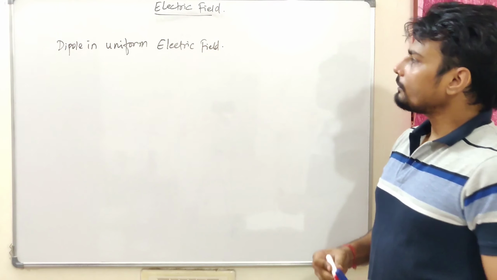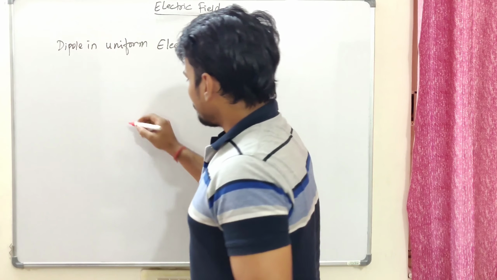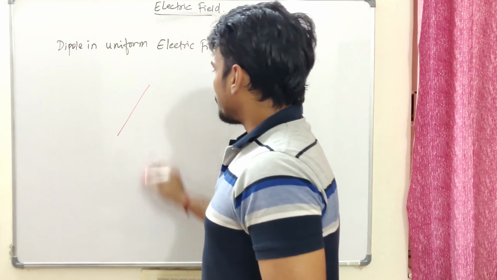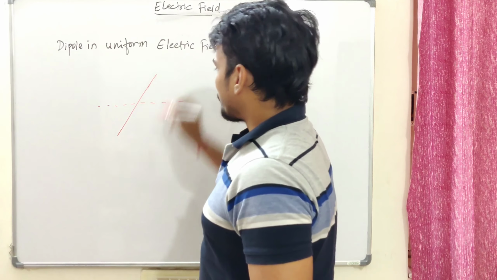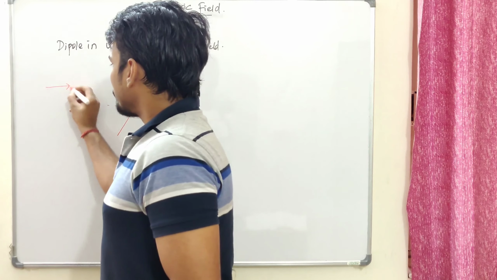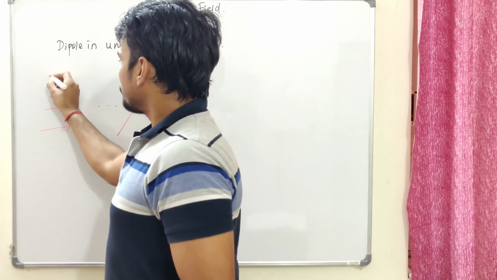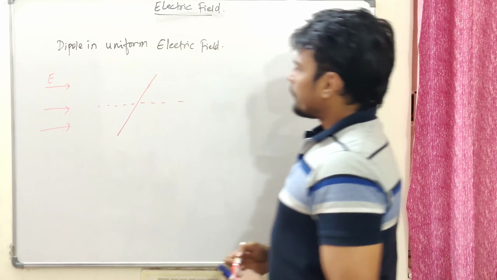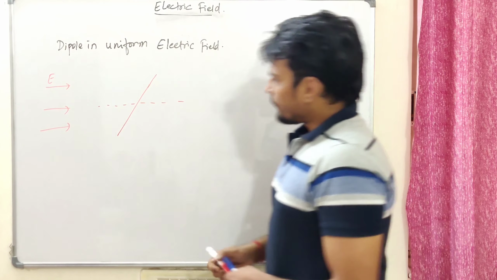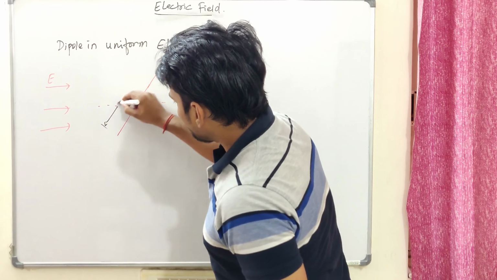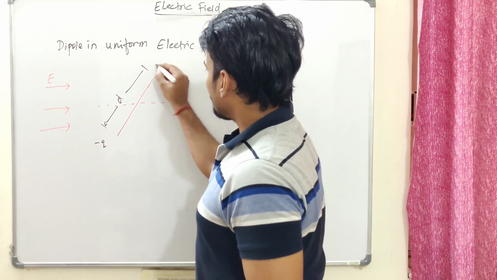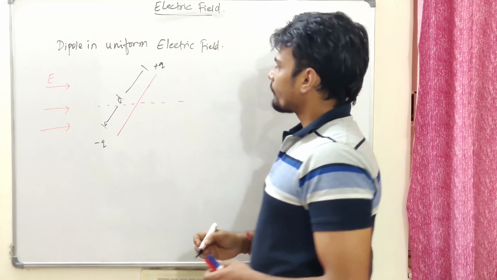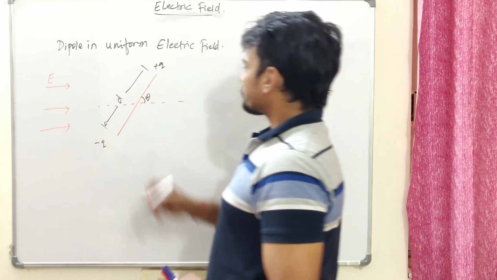Okay, let's say I have kept a dipole over here, making some angle. Let's say this is my x-axis, and this is your dipole. We have an electric field in this direction, which is uniform throughout its space. Now let the distance between the ends of the dipole be d. We have a negative q charge here and a positive q charge over here. Let's say this angle is theta.